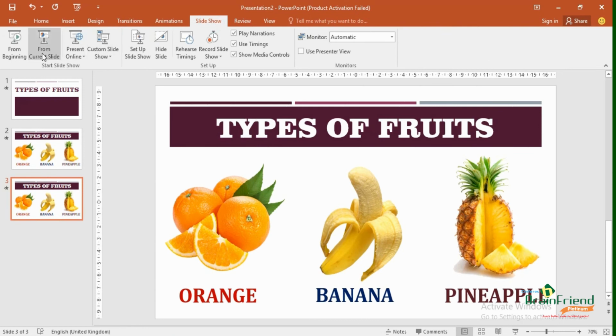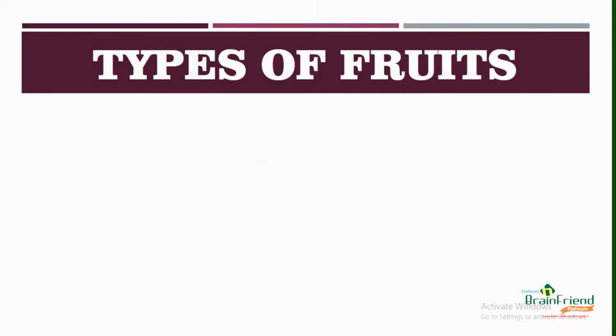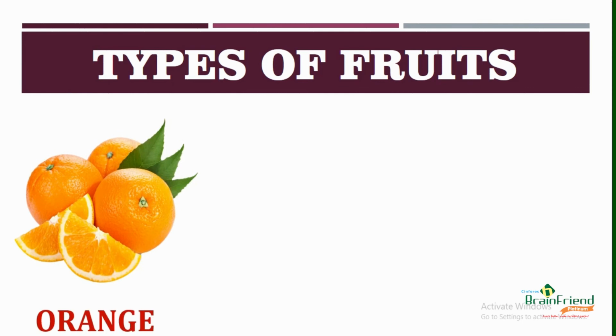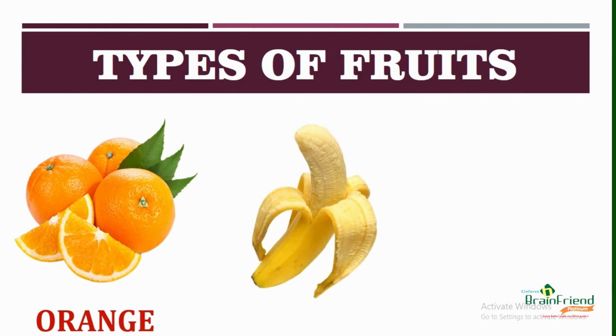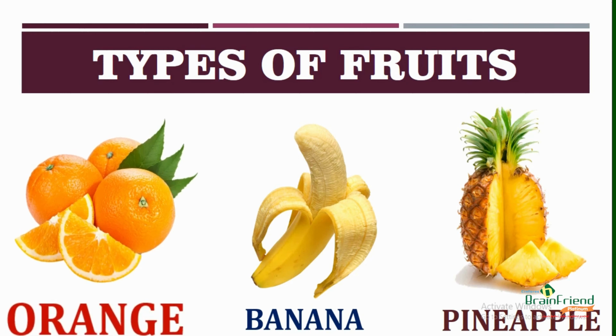Now let's play it to see the output. Click on Slideshow, click on from beginning. So this is the first slide. This is the second slide, which has entrance animation. Now here is the third slide, which has emphasis animation. So with the emphasis animation, you can see that the emphasis animation determines how objects already on the slide behave.